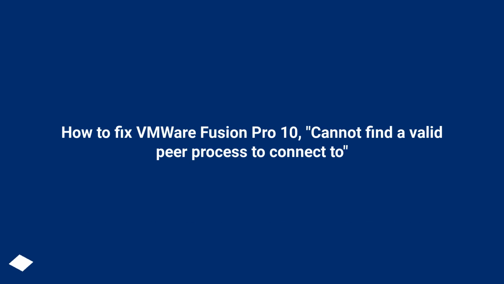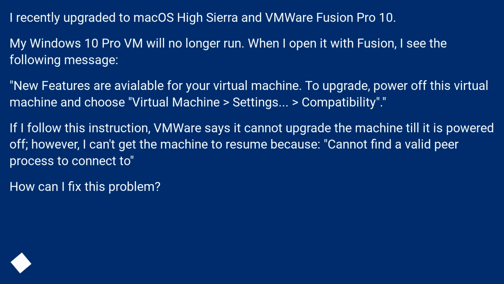How to fix VMware Fusion Pro 10, "cannot find a valid peer process to connect to." I recently upgraded to macOS High Sierra and VMware Fusion Pro 10. My Windows 10 Pro VM will no longer run. When I open it with Fusion, I see the following message.